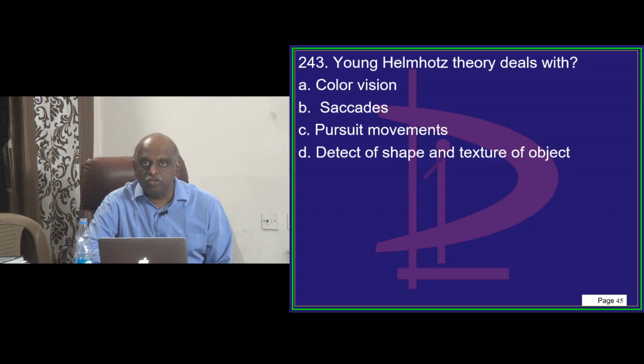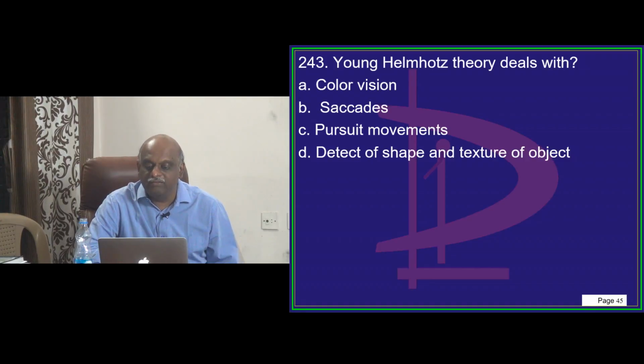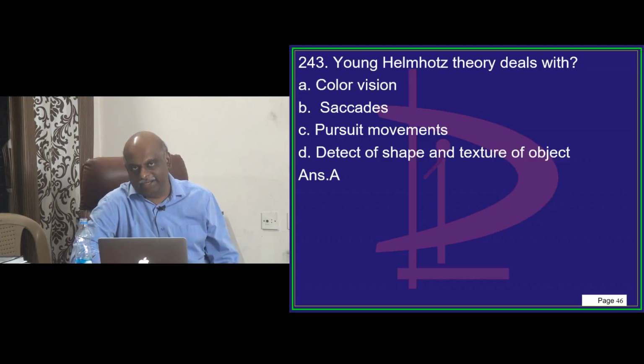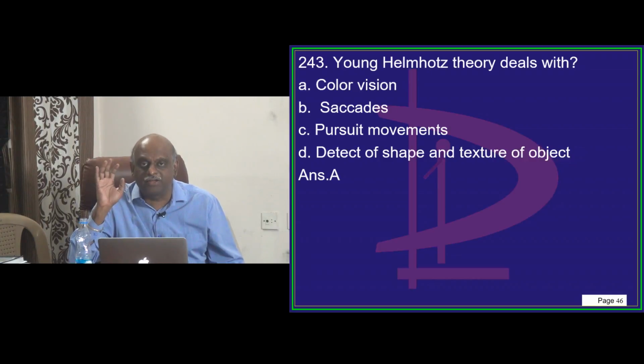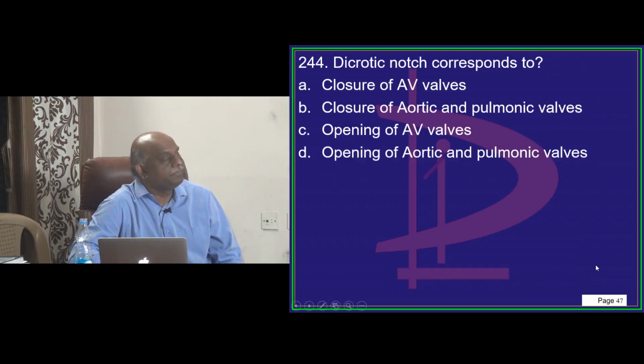Young-Helmholtz theory deals with what? 243. I can see D versus A. D versus A, that's right. So, Chirag Goyal, Saurav Ray, etc., they're all saying color vision. Absolutely. So, Ishihara chart, have you heard that? Ishihara chart is classically used to test color vision, is what you need to remember.